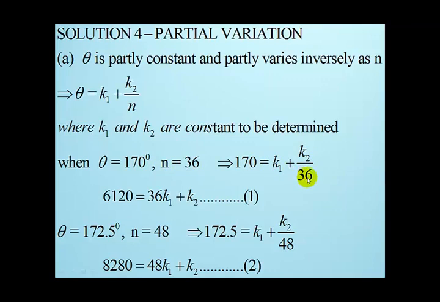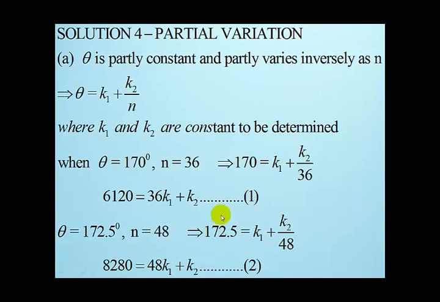Now we multiply through by 36 to simplify the equation. And so 36 by 170 is equal to 6,120. This is equal to 36 times k1, which is 36 k1. And k2 over 36 times 36 is equal to k2. Let this be our equation 1.